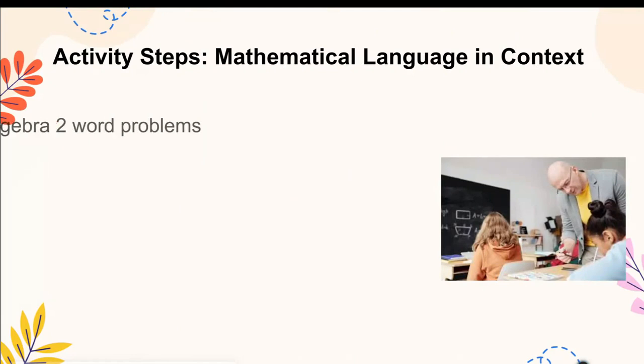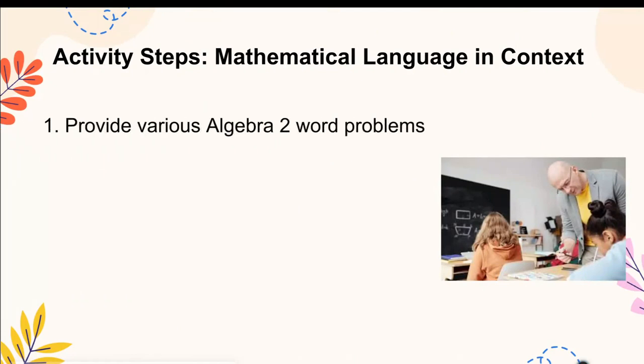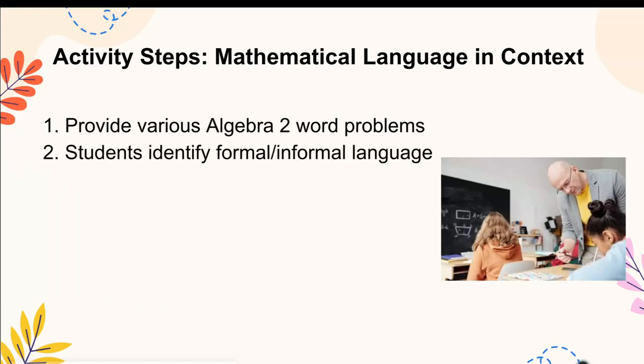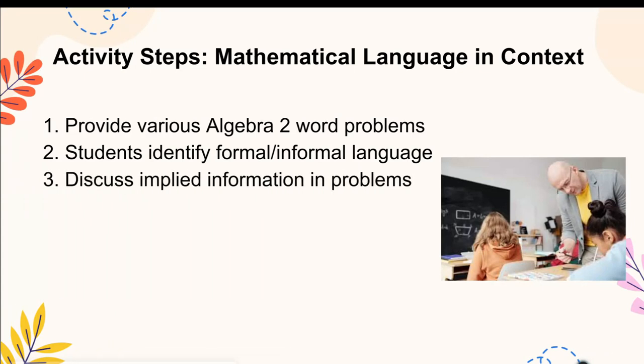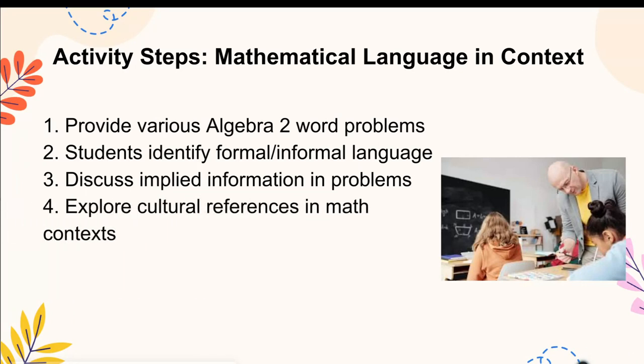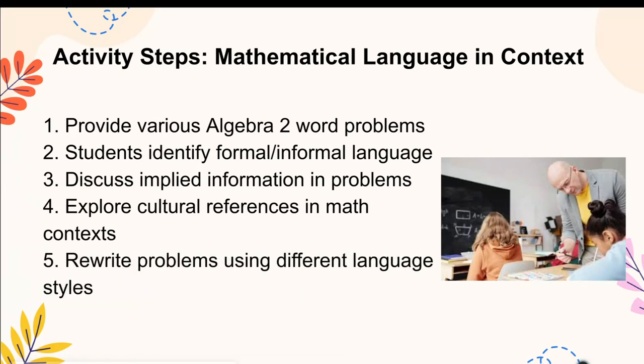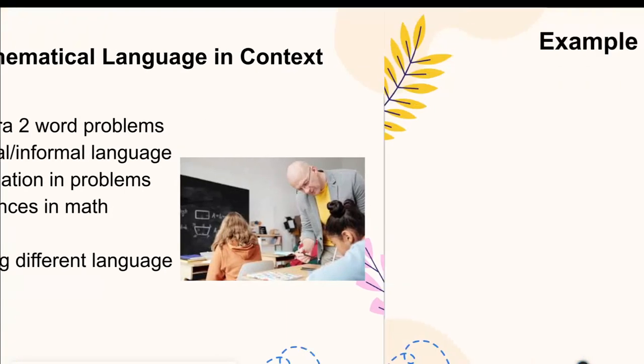Here's how the activity works step by step. Number one, first I give students a variety of Algebra 1 and 2 problems. Number two, they identify formal and informal language in each problem. Number three, we discuss what information is implied but not directly stated. Number four, explore any cultural references in the problems. And lastly, students rewrite the problems using different language styles. This activity helps students see math language in a new light.